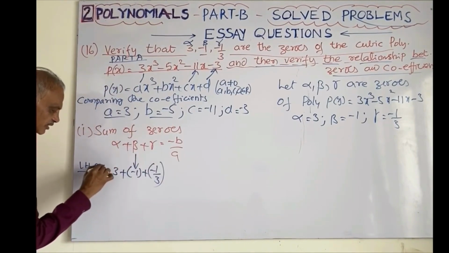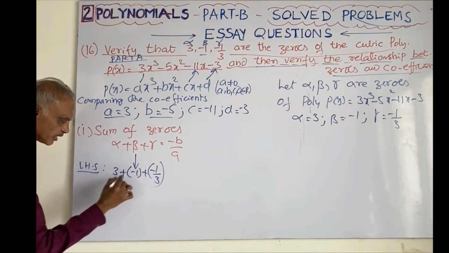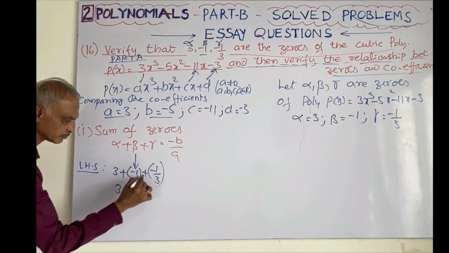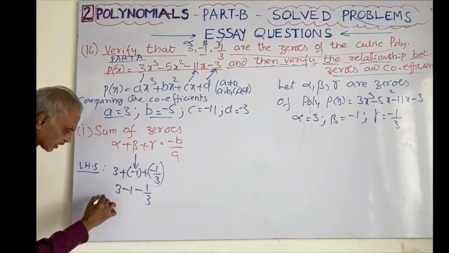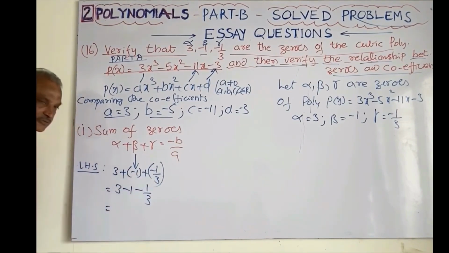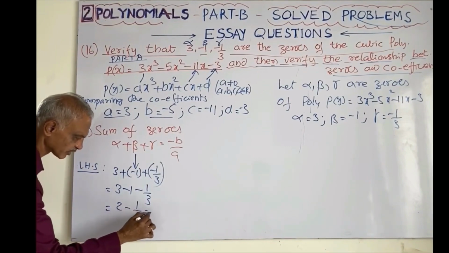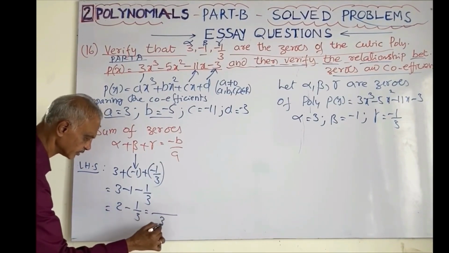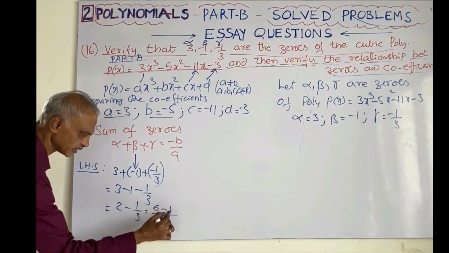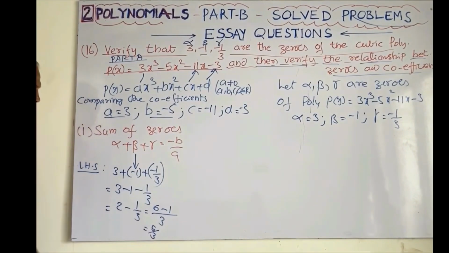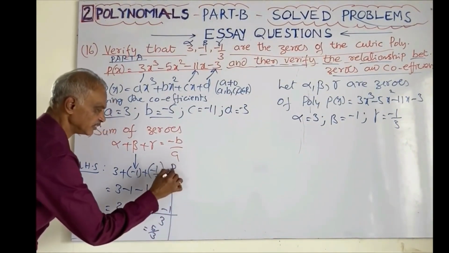First I will take LHS. 3 minus 1. 3 plus into minus, minus 1. Plus into minus, minus 1 by 3. Now you got 3 minus 1, 2. Minus 1 by 3. What is the LCM? You got 3. 3 2s are 6. 6 minus 1. That is, you got 5 by 3. What is the LHS you got here? 5 by 3.